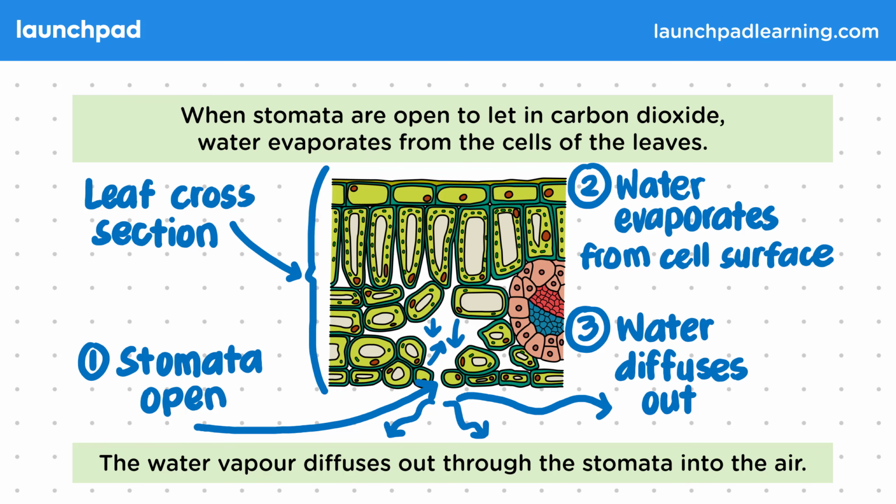For the exam, you need to be able to explain that open stomata allow water to evaporate from the surface of cells, with the result that this water can then diffuse out of the leaf and into the air, away from the leaf. So then, inside the leaf, the water is diffusing from an area with a lot of water, or with a high water potential, to an area with less water, or a low water potential. So what happens now that water is lost from the leaf?